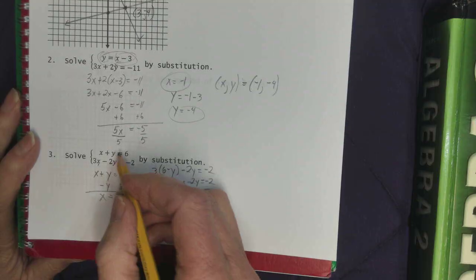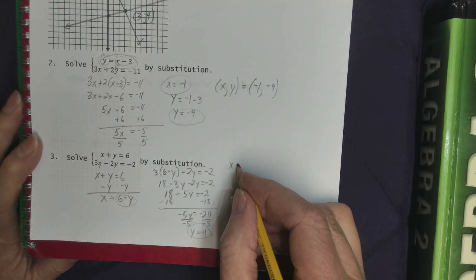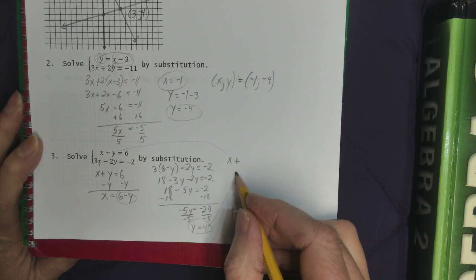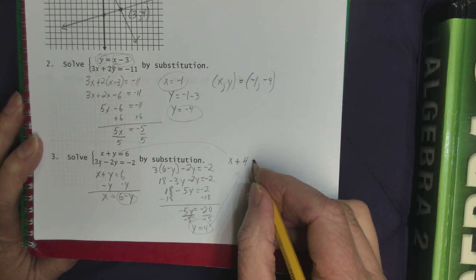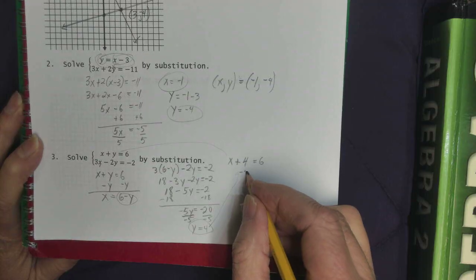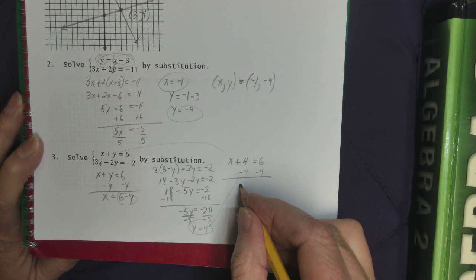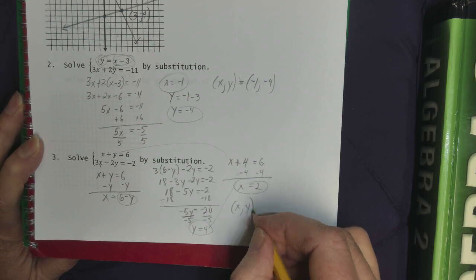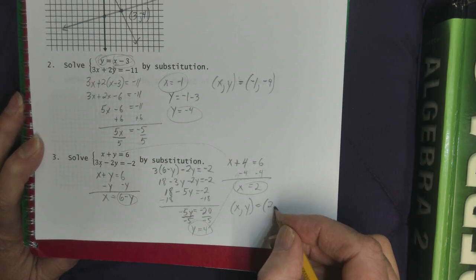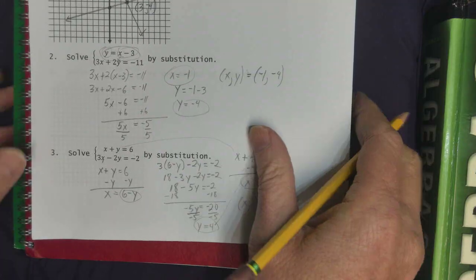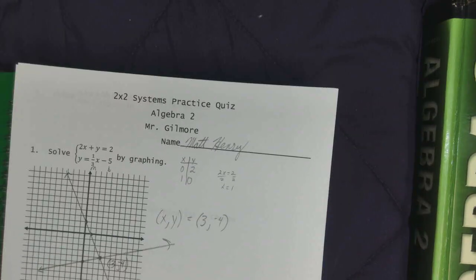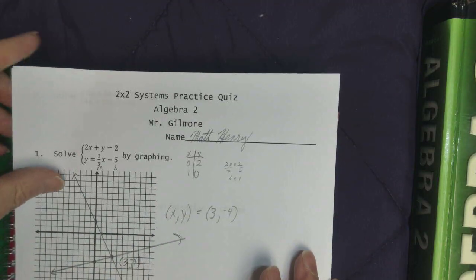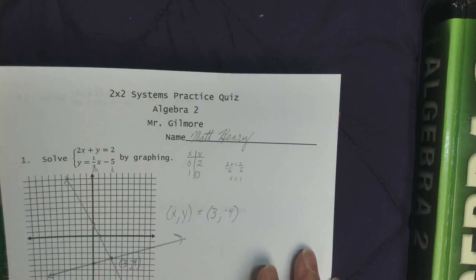Alright, now I'm going to plug that into the first equation to find x. So x, using this equation, that value for y, x plus 4 equals 6. Subtract 4, and you got x is 2. Alright. 2, 4. Okay. Let's see what's next here.